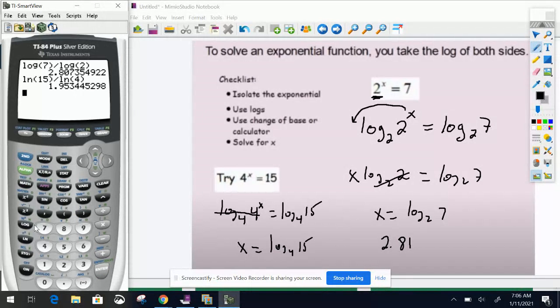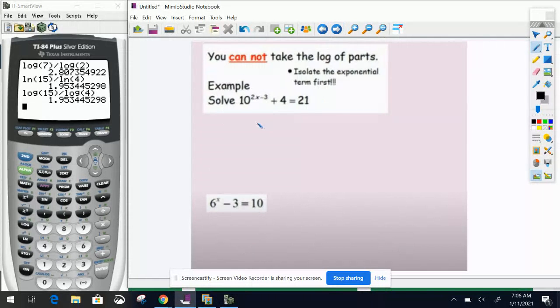Again, you could have used this button, log of 15 divided by log of 4. I'm just showing you that it doesn't matter which button you use in the calculator. You can use the natural log or you can use just the regular log base 10 button when you're solving these. So let's move on to a couple more difficult problems. So you can't take the log apart. So we have to get what's being raised to the variable exponent by itself first.